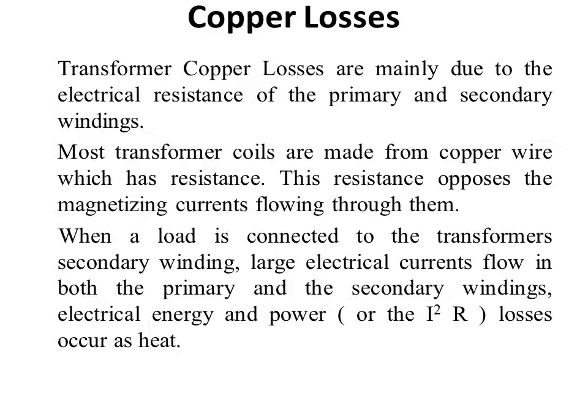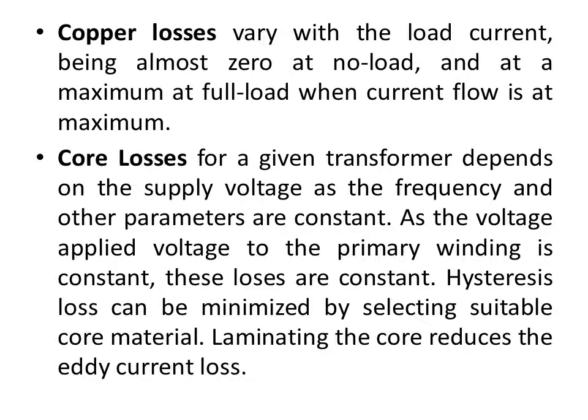Most coils are made from copper wire, which has resistance, so it always opposes the magnetizing current flowing through them. That electrical energy is lost as heat in the primary winding and secondary winding. It is represented as I²R. So copper loss varies with the load current.